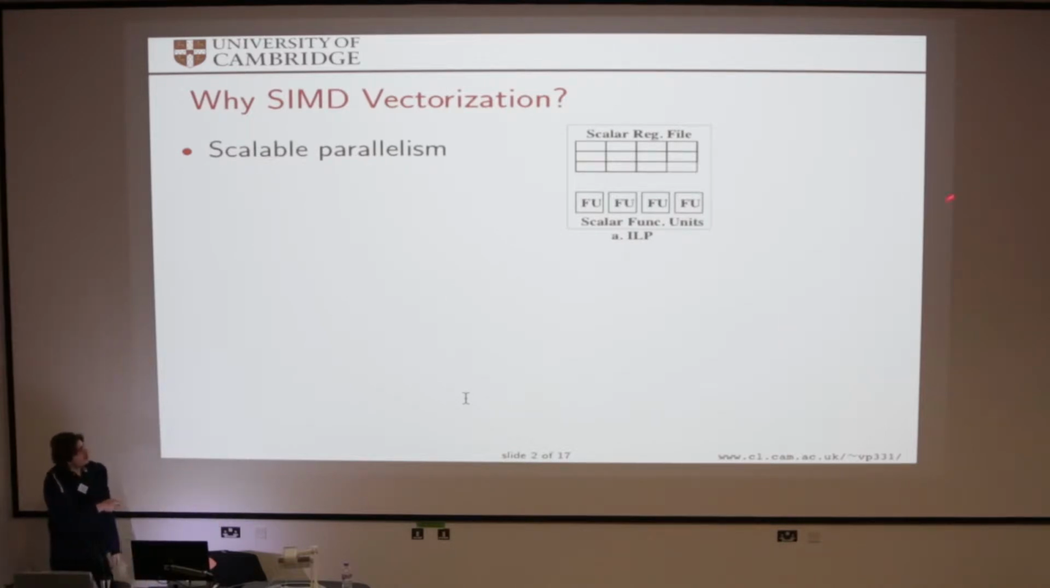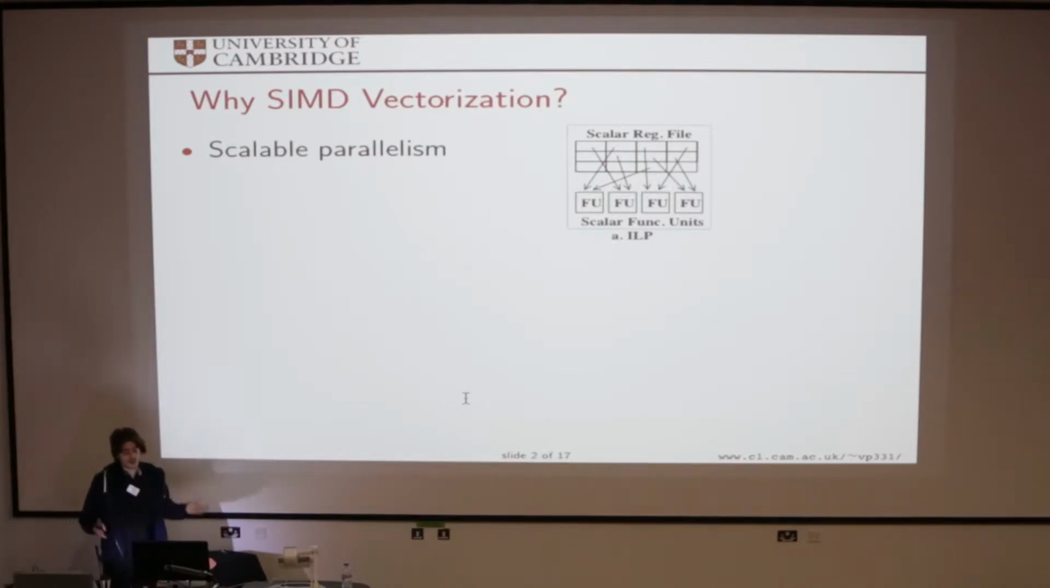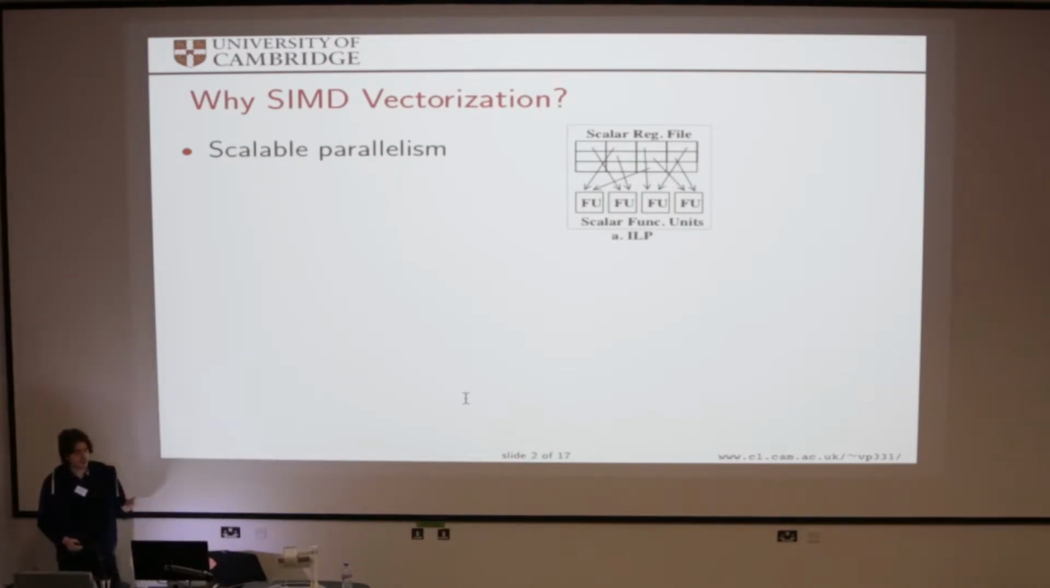This is how an ILP processor looks. You have several functional units, and they all share a register file, and the access pattern to the register file is completely random. Any functional unit can access any part of the register file. This requires hardware support, and so this limits the amount of parallelism that you can get. You cannot have a very wide issue ILP processor.